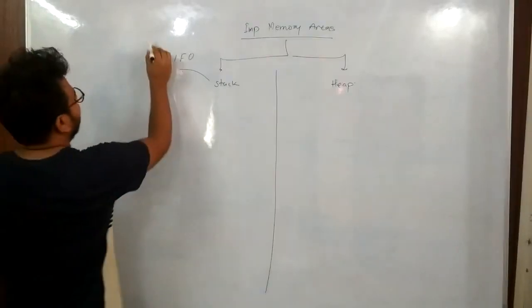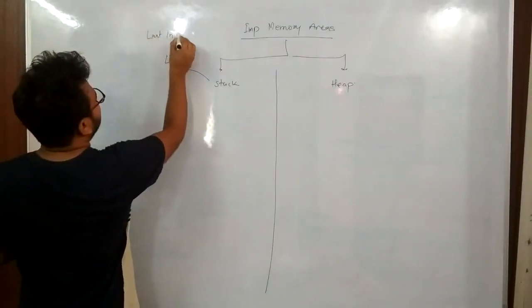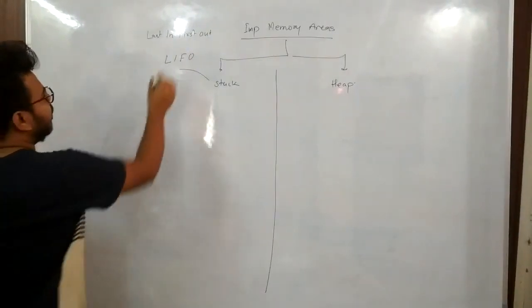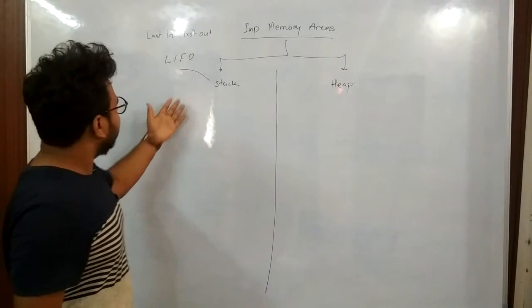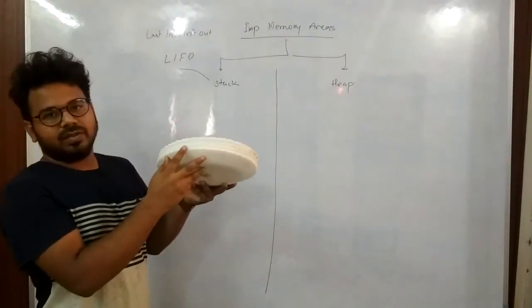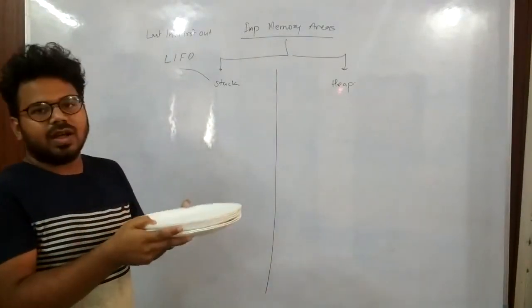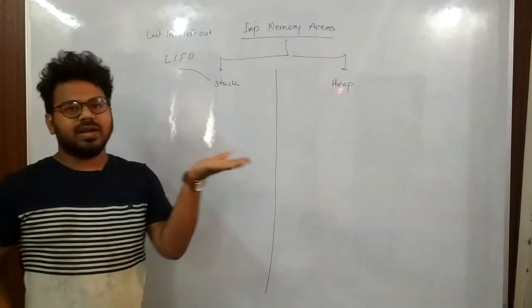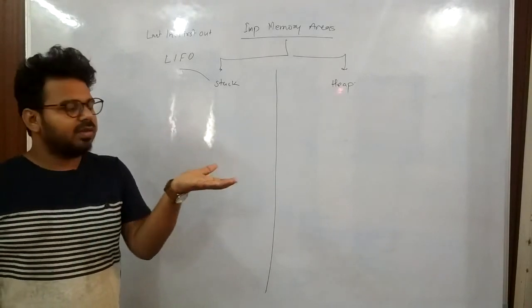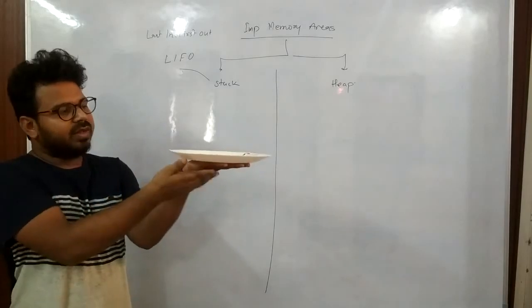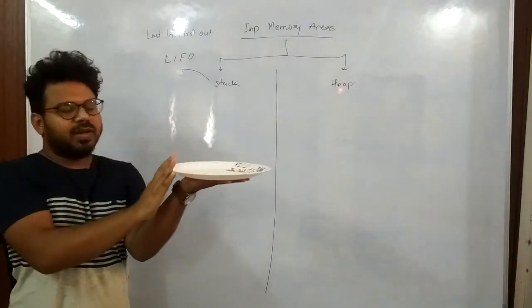Let me write the full form: last in first out. What does this mean? Let me show you with an example. Here you can see I have some plates. So when I start creating a stack, suppose this is my hand and this is just an empty stack. First of all I put the first plate on this stack. So the first plate comes here.